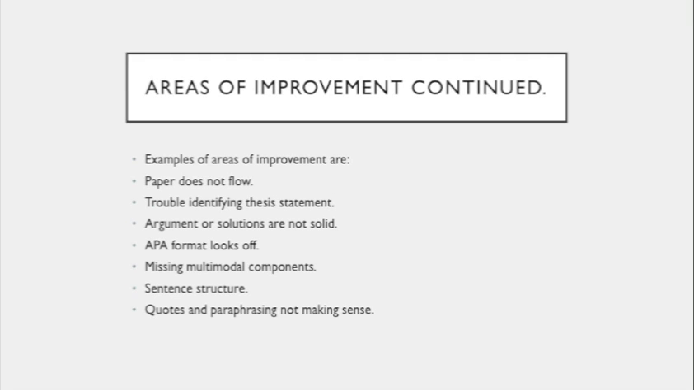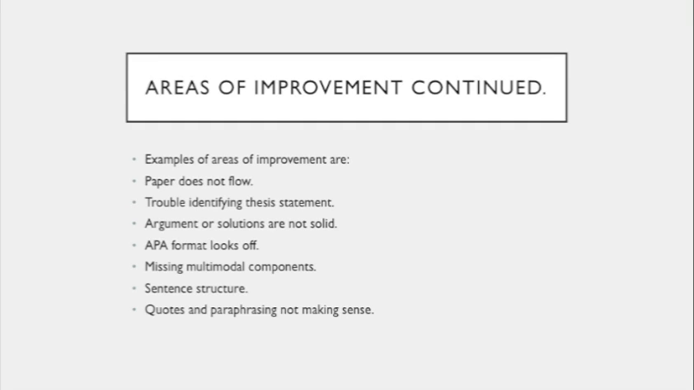So in this slide, again, I'm just going to go over the areas of improvement. I have listed some examples of what they usually are. So one could be the paper does not flow. When you read it out loud, it just doesn't sound correct, or you notice that certain sentences are a little off and don't make sense. You are having trouble identifying the thesis statement, or you may not notice that they have a thesis statement. And of course, the thesis statement is one of the important aspects of the paper.